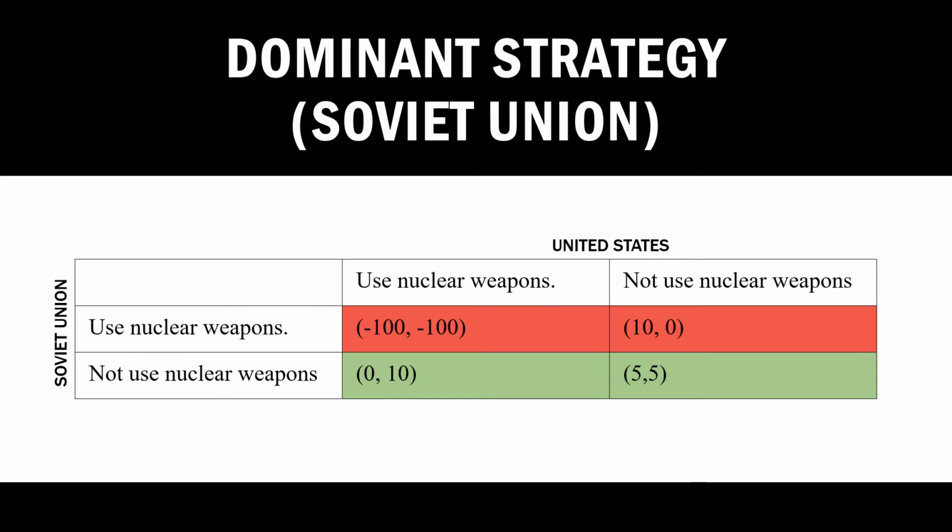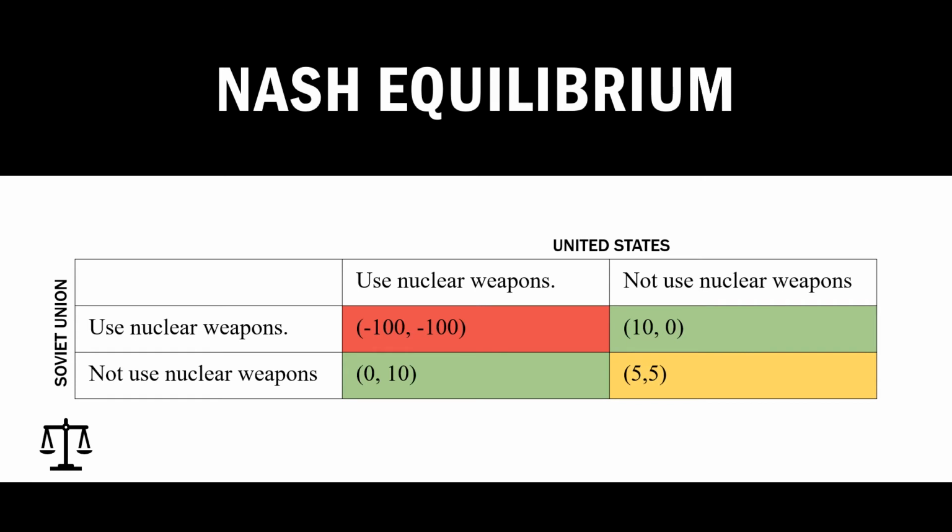We would need to take a look at the numbers on the right-hand side of each column. Therefore, the USSR would need to choose between -100 or 10 and 0 or 5. In this case, the USSR would choose 0, 10 and 5, 5, meaning that the dominant strategy is also to not use nuclear weapons. The cell highlighted in yellow is the strategy that both the US and the USSR have in common. This is what we call the Nash equilibrium.